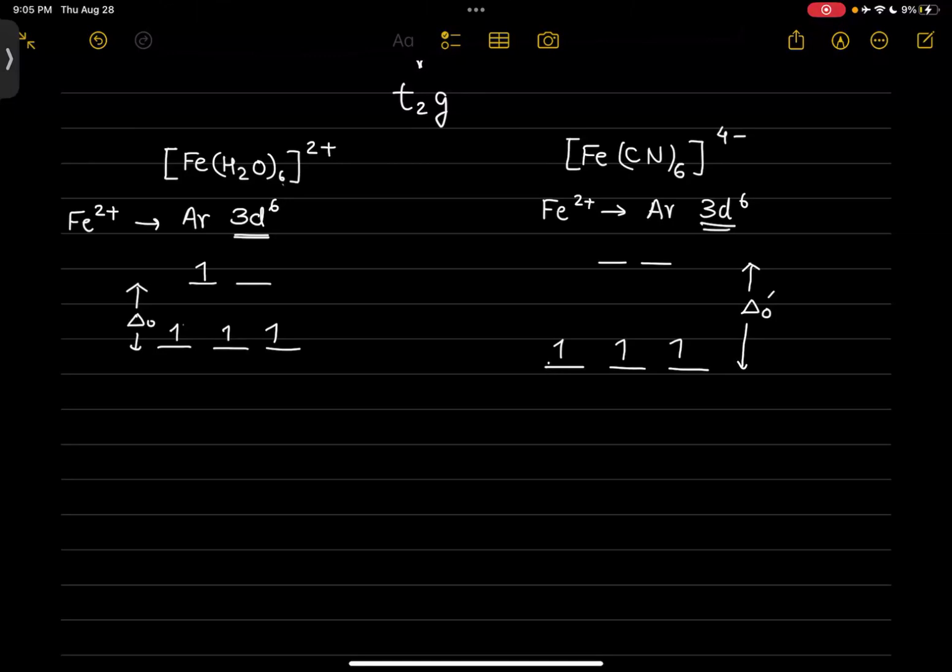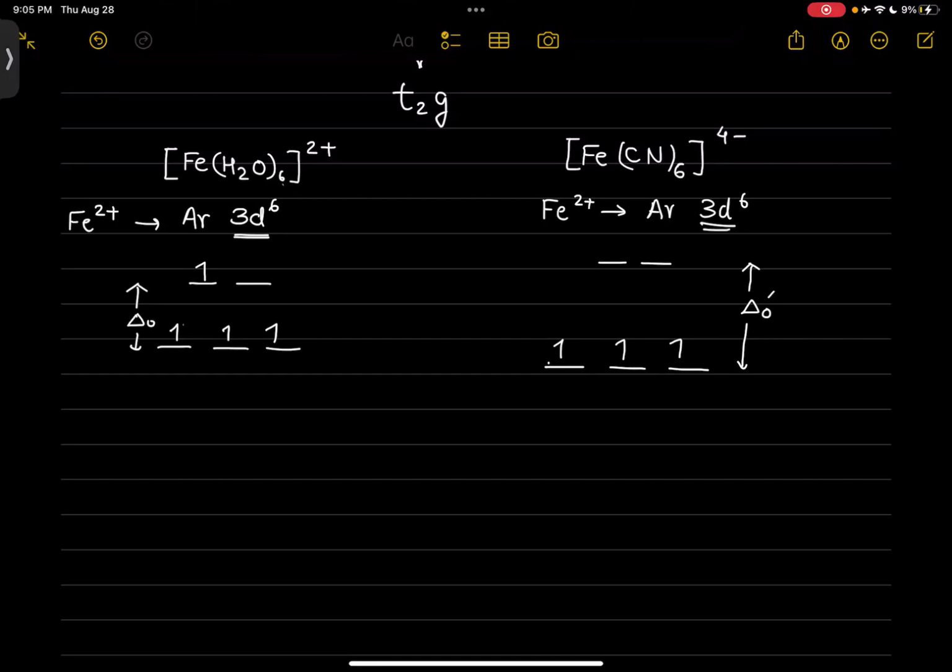In this case, you can think of VBT. VBT said that with weak ligands the electrons will remain unpaired. So don't pair them up. Got it? Just try to keep them unpaired as much as possible. Clear or not? Yes, sir.